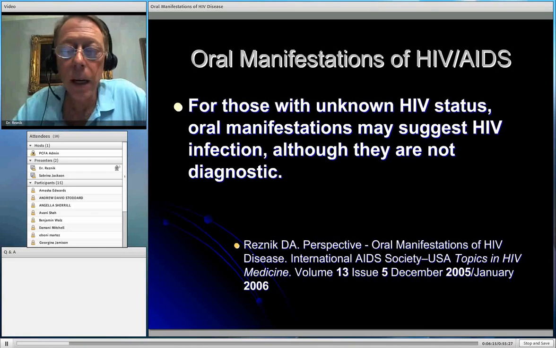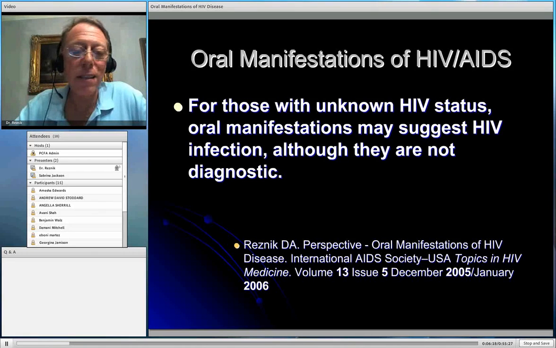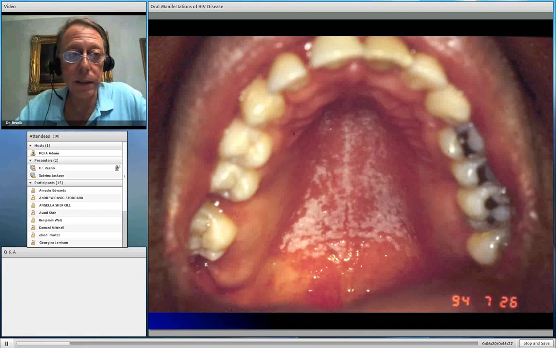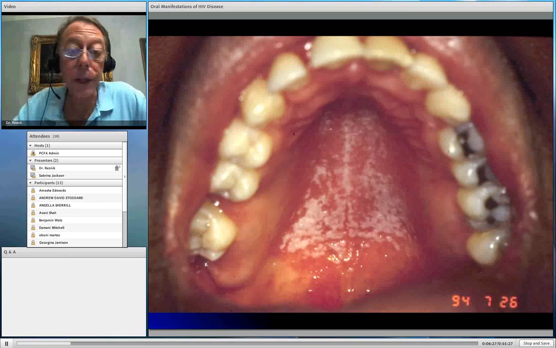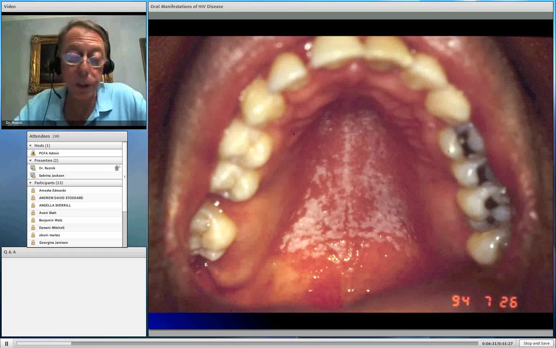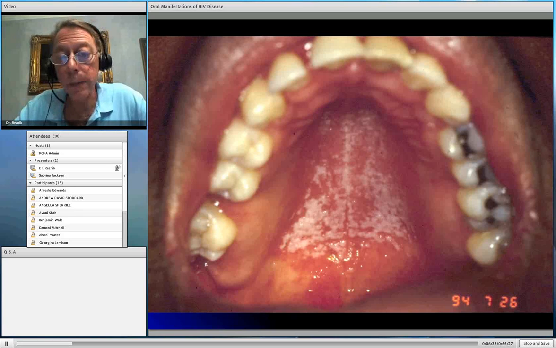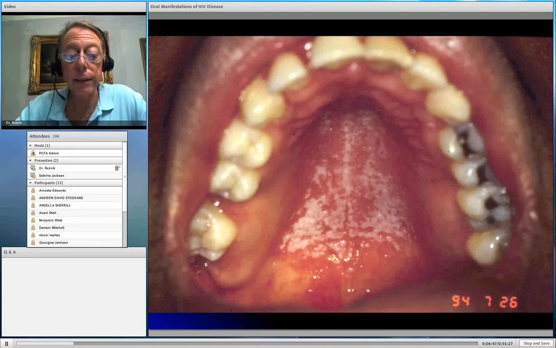So oral manifestations, that's why I think people have joined this talk, and we're going to get into that now. There are no oral manifestations that are diagnostic of HIV disease. So if someone presents with something like candidiasis, this is pseudomembranous candidiasis, there could be other causes. This could be due to uncontrolled diabetes, which I actually see quite frequently now in my clinic. It could be due to using a steroid-containing asthma inhaler.